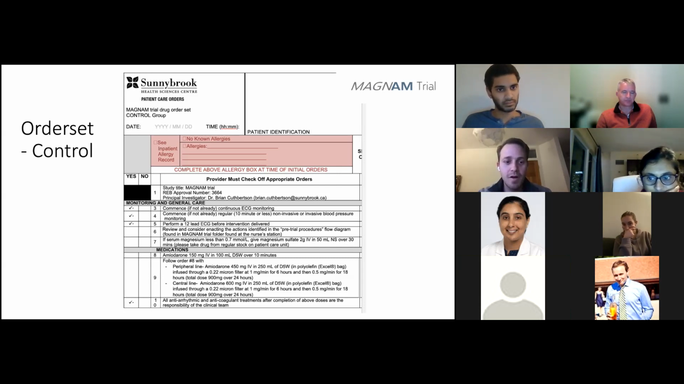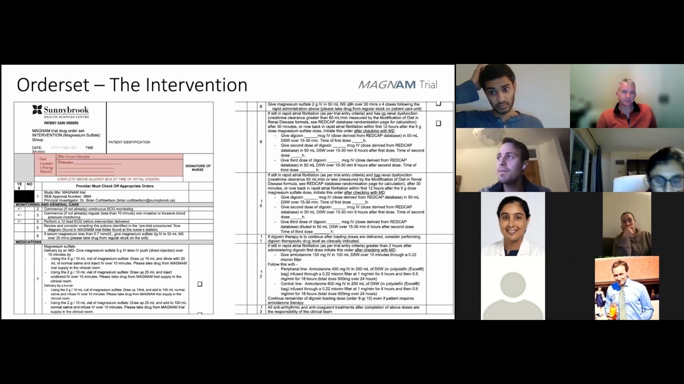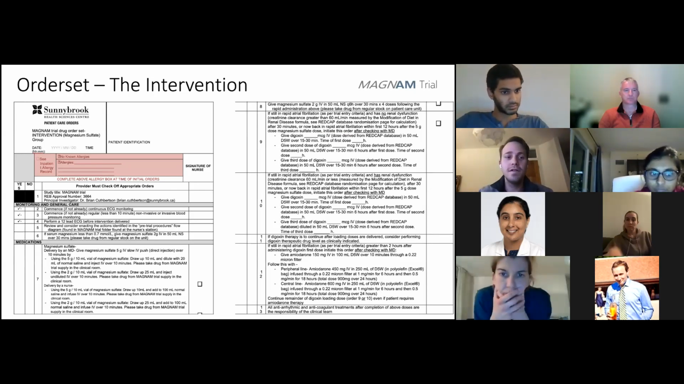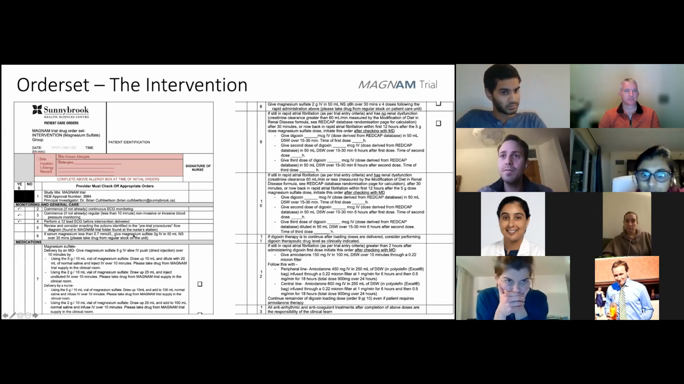The intervention arm has a little bit more happening, so I've split it over two things here. Again, the first part, the monitoring and general care, is the same as the last group. And then there's the magnesium intervention. This is the 5 gram IV push over 10 minutes, and there are two different preparations that can be provided here.